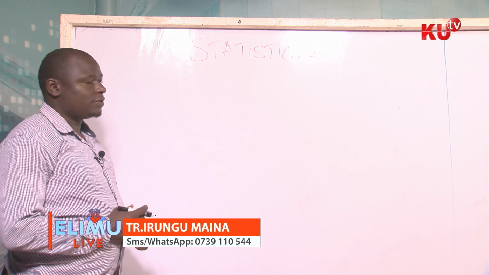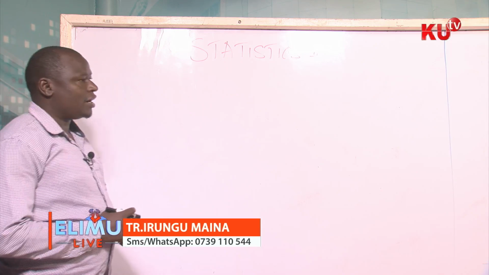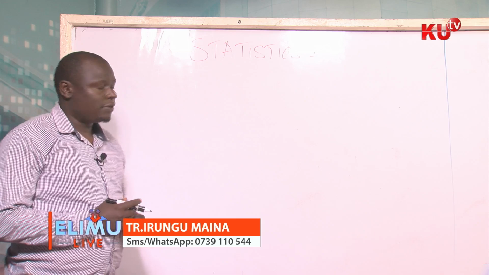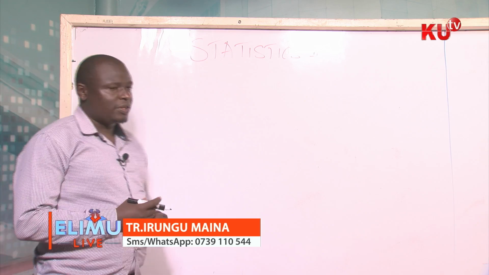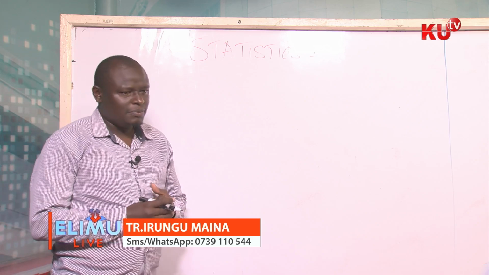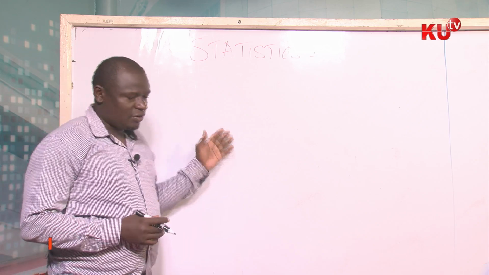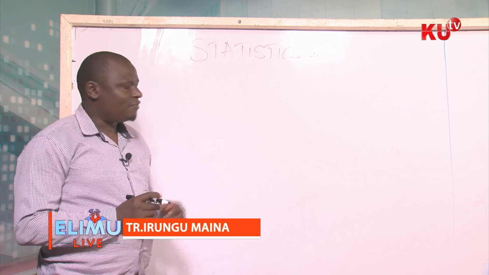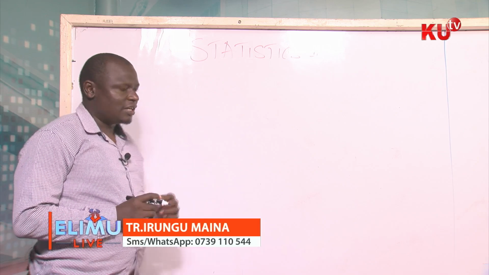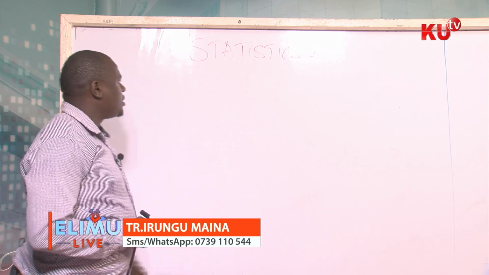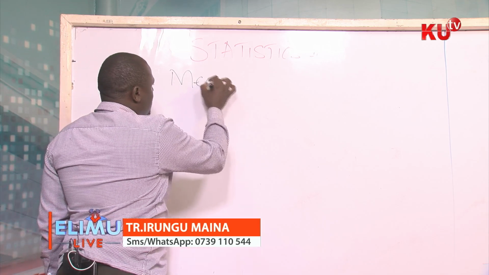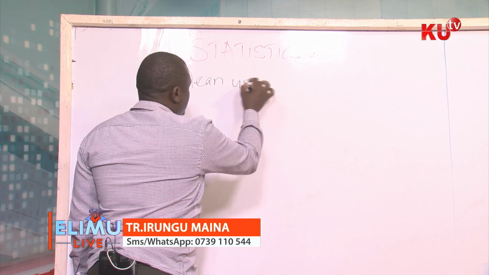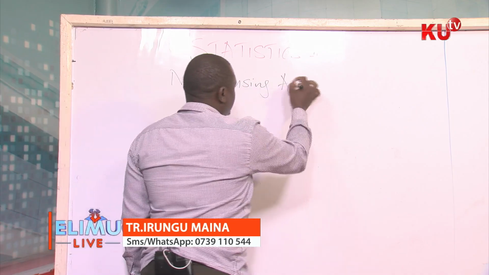Today's mathematics lesson. We want to look at a topic in Form 4. This is Statistics 2. This is a topic that has given some students some problem, but I want to assure you by the end of the lesson today, we are going to have agreed on how to find certain parameters. Today I want us to look at mean using assumed mean.